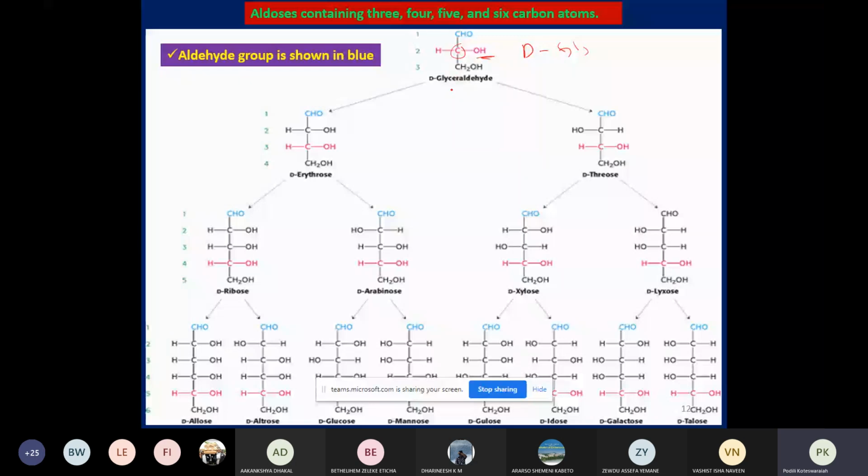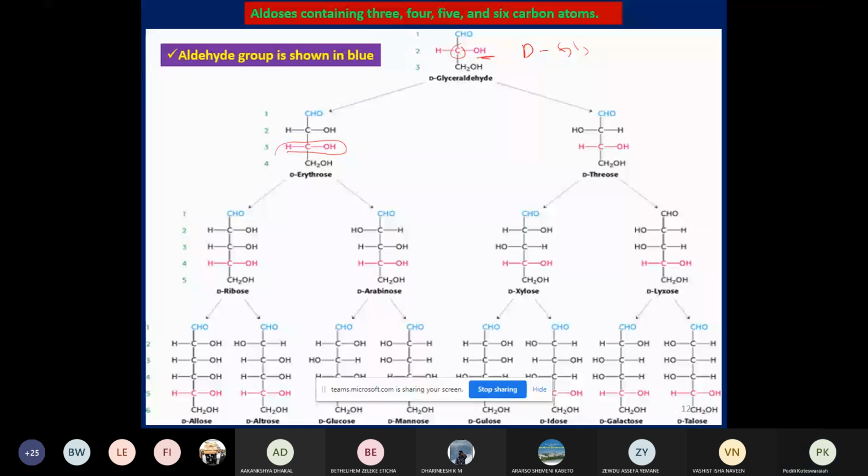So all the tetroses, pentoses, or hexoses are derived from D-glyceraldehyde. So D-glyceraldehyde is the source for them. In the case of 4 carbon sugars, 5 carbon sugars, and 6 carbon sugars, you can see here that the D-glyceraldehyde configuration is retained throughout the series. We will explain this series a little bit later.